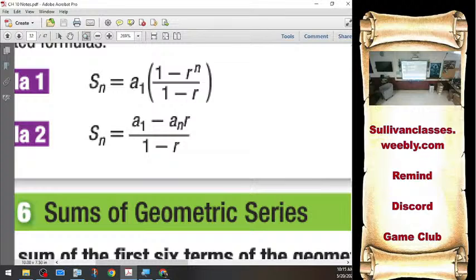You need n for the first one. They both have a sub 1 and the common ratio. What their difference is: one of them knows the number of terms, the other just knows the last term. This would be, I give you the first 4 or 5 terms and say, go find the 98th term, or I give you the sigma notation. The other would be, I give you a term, a term, a term, dot, dot, dot, last term, just like our daily quiz for today, except it'll be geometric instead of arithmetic.